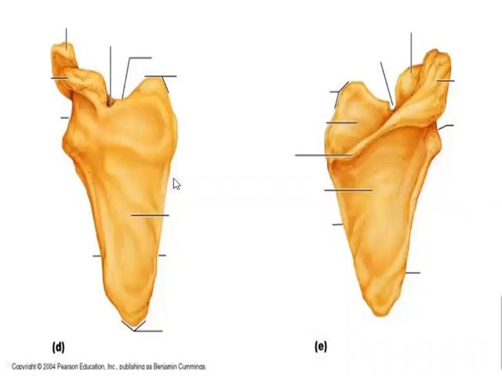Here you label the bone. This is the medial border. This is the lateral border. This is the glenoid cavity. This is the scapular notch. This is the superior border. This is the coracoid process, the acromion process, the inferior border. This is the medial border, the lateral border, the spine of scapula, infraspinous fossa, supraspinous fossa, superior border, glenoid cavity, acromion process, and coracoid process. This is the scapular notch.